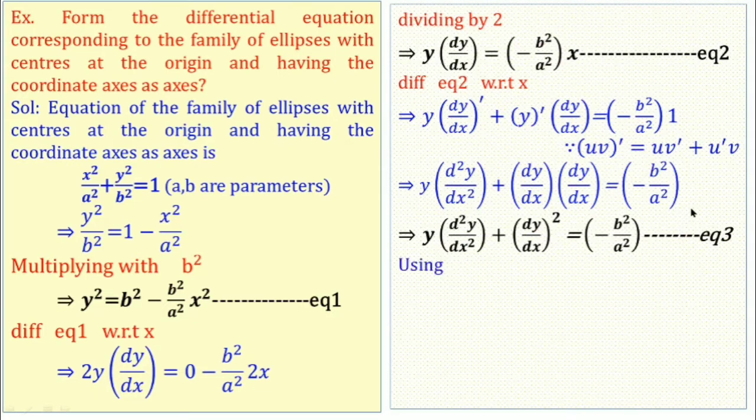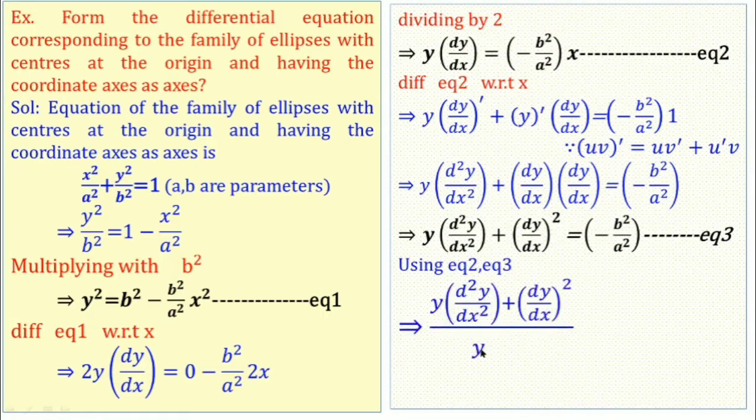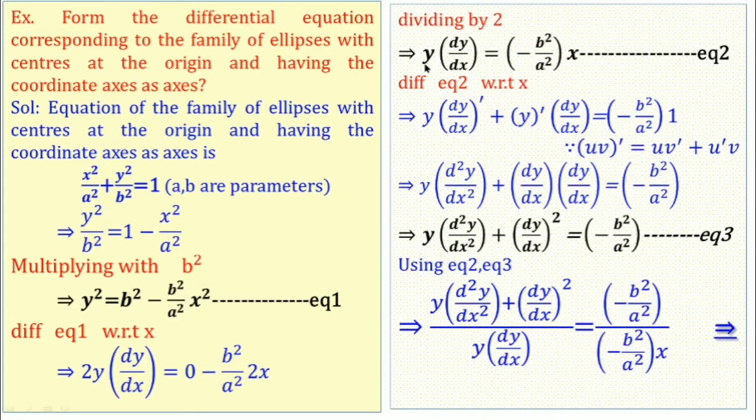Now using these 1, 2 and 3 equations, we find this value. So using this 2 and 3 means we are dividing this complete term with this term, or we are dividing the LHS of this equation 3 with LHS of equation 2. Here we get like this, and this value is equal to this one according to equation 3, and this value y dy by dx is equal to this one according to equation 2. So we are finding this value.